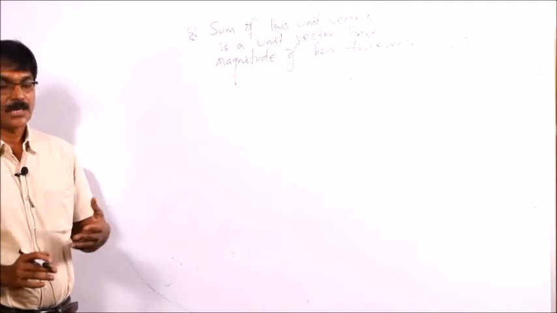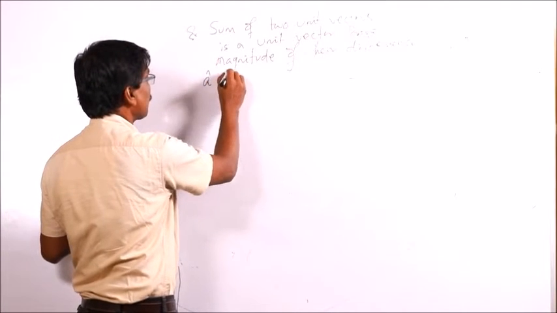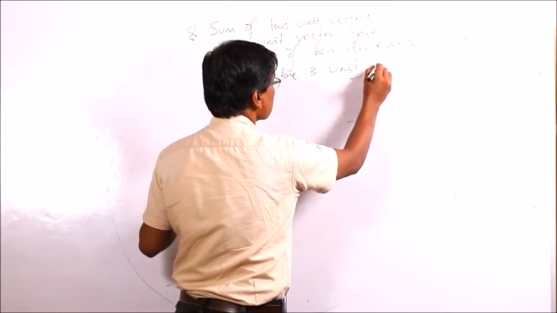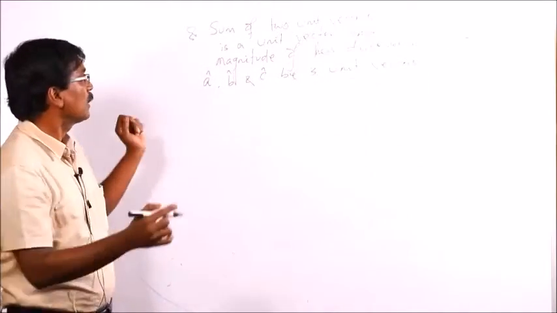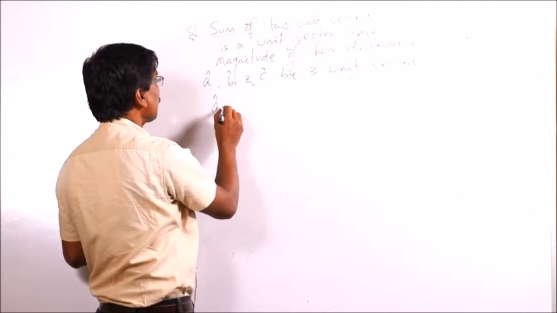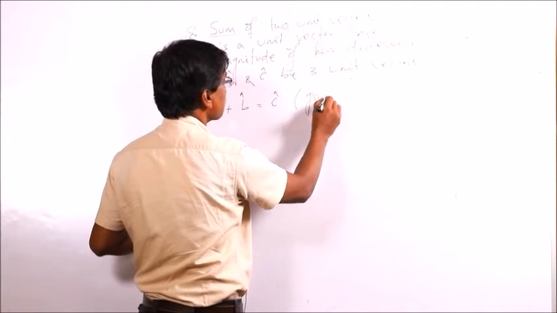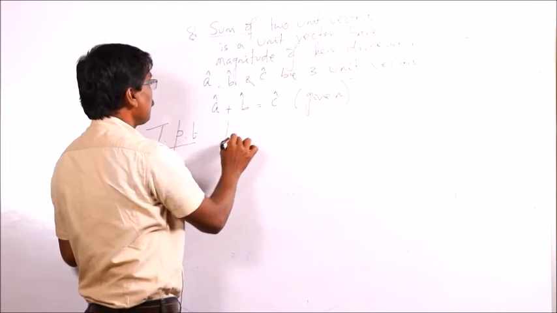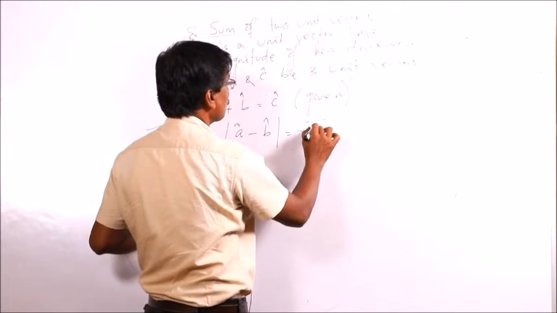So we can take three unit vectors, say A cap, B cap and C cap. Given that the sum of two unit vectors is a unit vector, that is A cap plus B cap is equal to C cap. This is given. To prove that the magnitude of A cap minus B cap is equal to root 3.